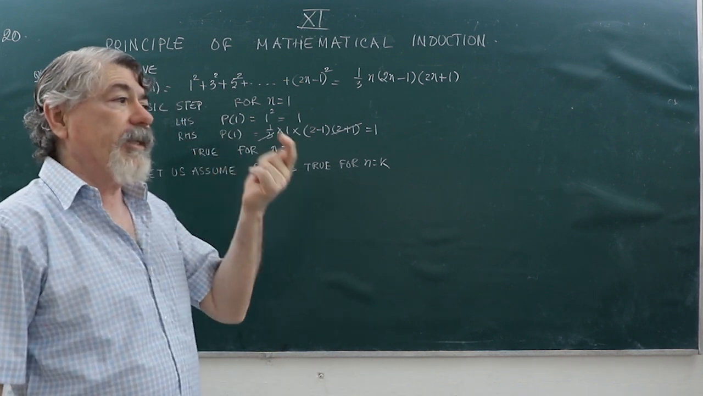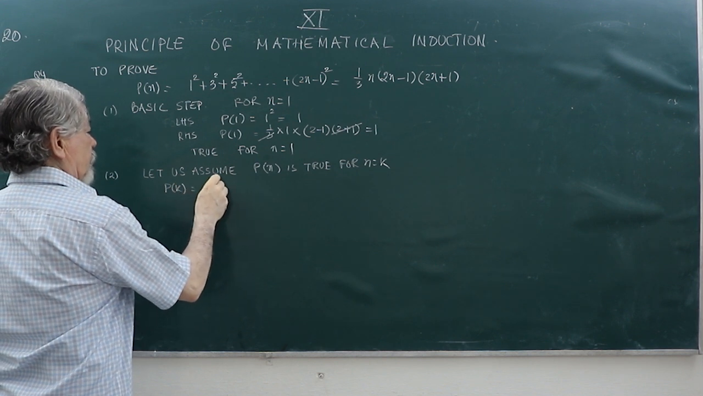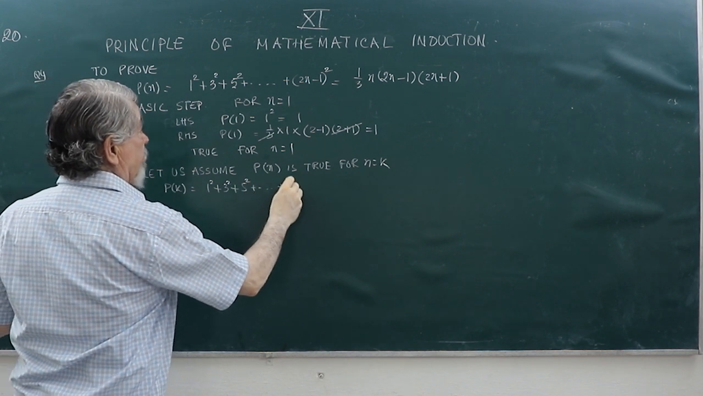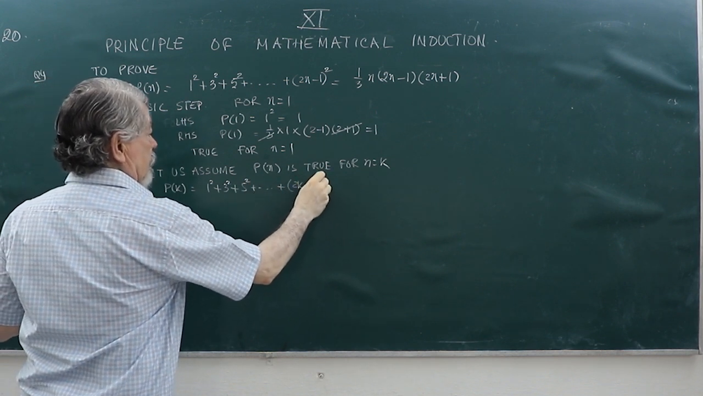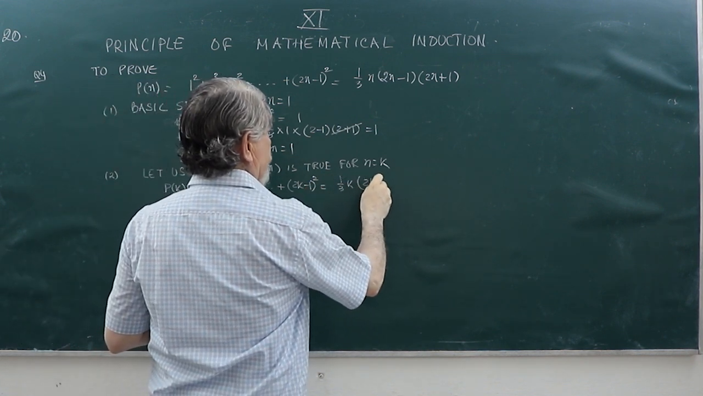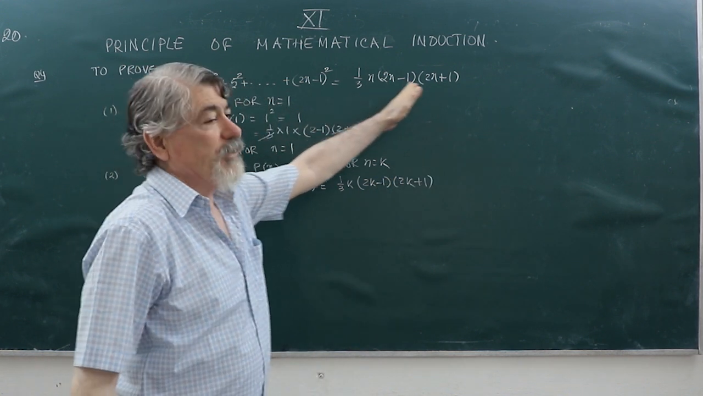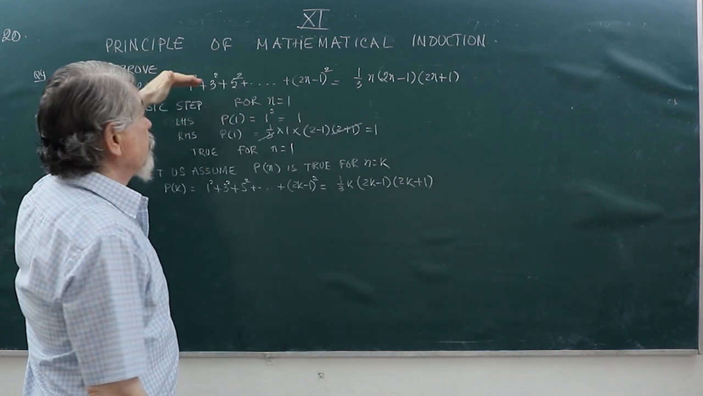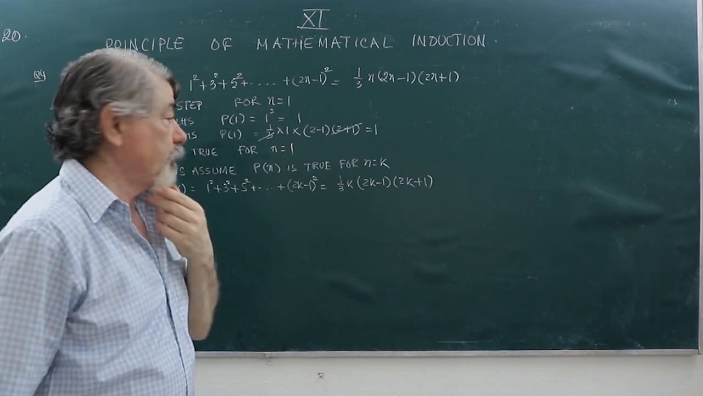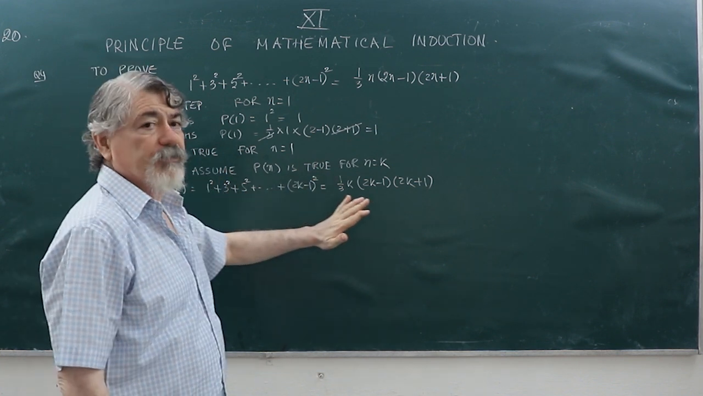Okay, so let me replace n by k. So Pk will become 1 squared plus 3 squared plus 5 squared plus so on up to (2k minus 1) squared, equal to 1 upon 3 times k(2k minus 1)(2k plus 1). These formulas are important. You should remember this, the sum of the squares of odd numbers. That will be important later on also. It is very useful. 1 squared plus 3 squared plus 5 squared, this we have assumed to be true.